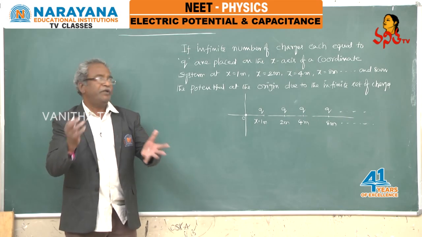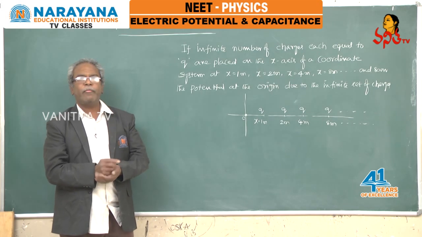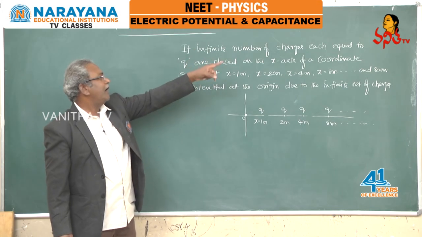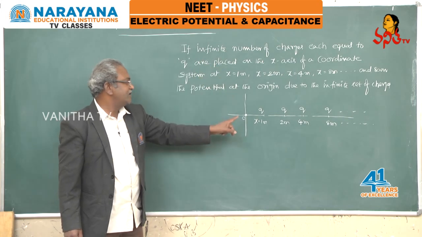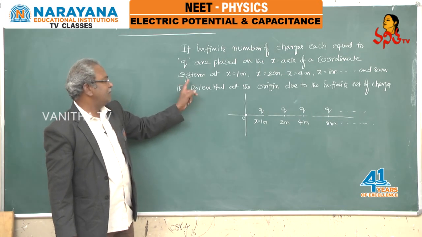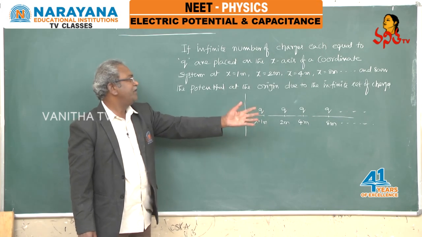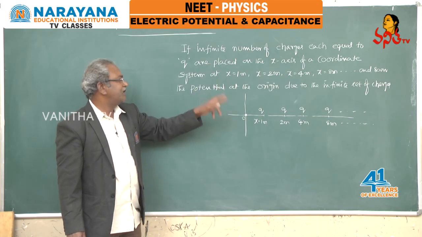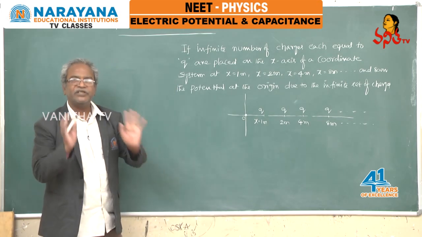Thank you. Yes, students, now let us discuss some important NEET model problems. A problem is given here, please take care of this one. If an infinite number of charges, each equal to q, are placed on the x-axis of a coordinate system at x equal to 1 meter, 2 meters, 4 meters, 8 meters and so on, then how much is the net potential at the origin due to all those infinite charges?